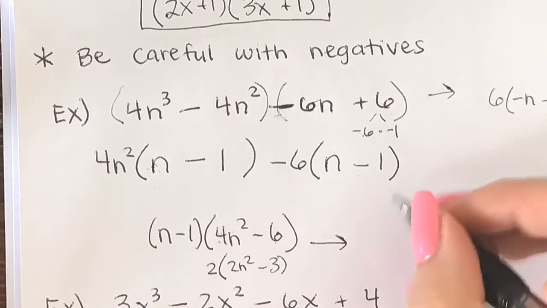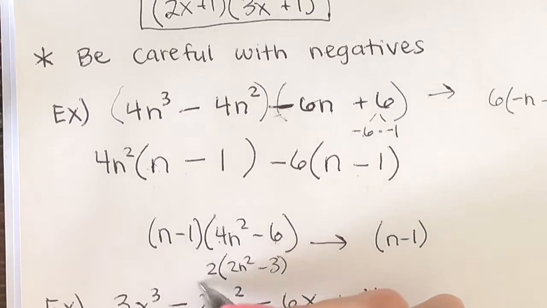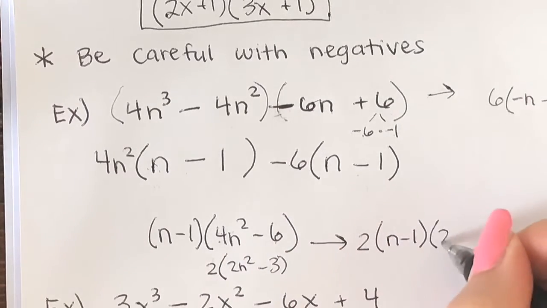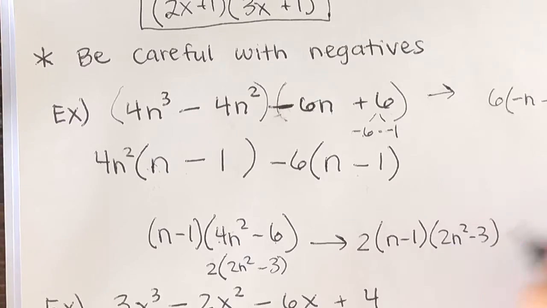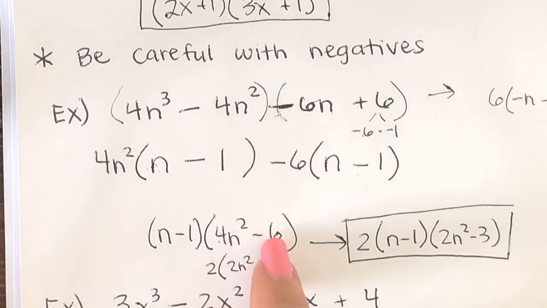So that would change our answer. We'd still keep the n-1, but because this is just a 2, we'd like to write that in the front, and then we would have our 2n squared minus 3 on the back. And that would be considered fully factored. So again, kind of look out if some of your terms have a common factor in the front like that. We'll need to take that out as well.